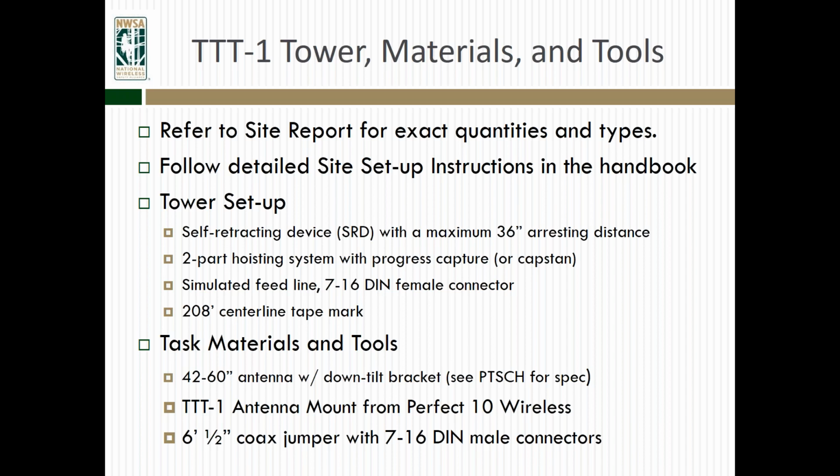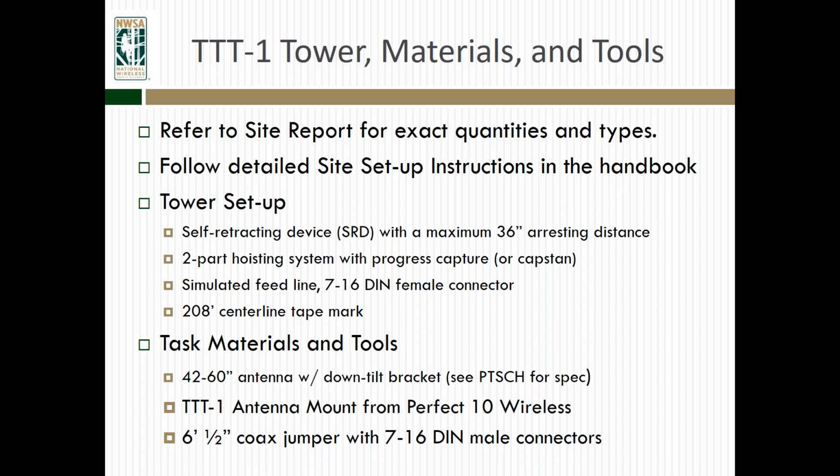Other task materials and things that you need for the Triple T1: you need a 4-foot antenna. That can be between 42 and 60 inches, so approximately a 4-foot antenna. It doesn't matter how many ports it has, but it does need to have a down tilt bracket. Mechanical down tilt is part of the exam, how to set that. So you need to make sure that you have a down tilt bracket on that antenna.